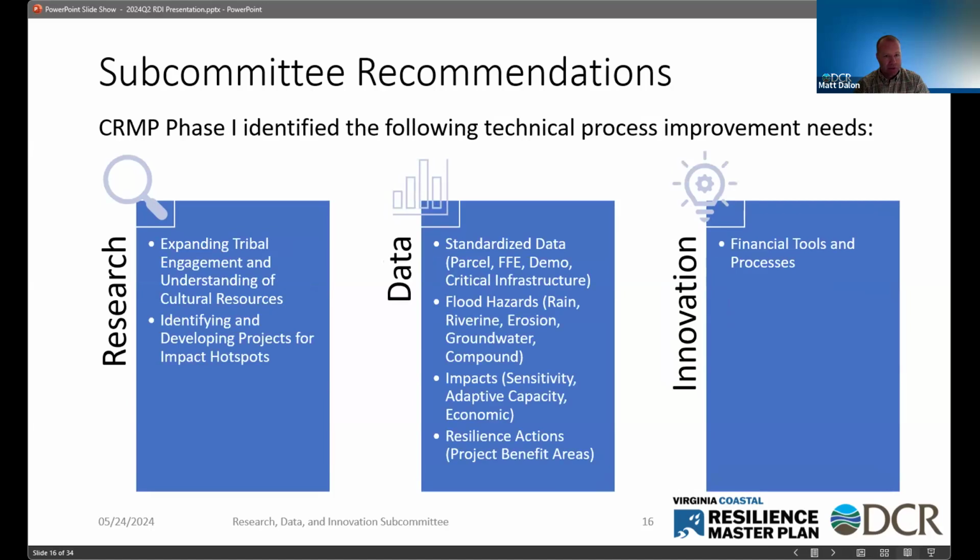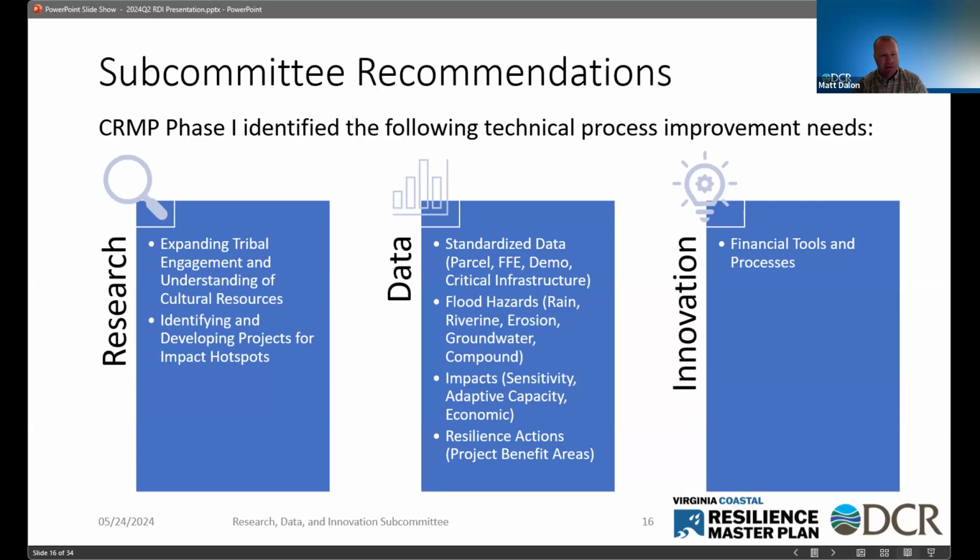We've heard from our phase one, there's additional needs that were identified on the research, right? Expanding our tribal engagement and trying to understand that better. Again, that's not really related to hard data, but that's still within the realm of this subcommittee. How do we have a better way of identifying and developing projects where there's hot spots of flood hazard impacts? Standardizing the data was a big technical improvement that was called out in phase one. We started to address some of the flood hazards, especially with the rainfall driven flooding, and are working to meet that need in phase two.